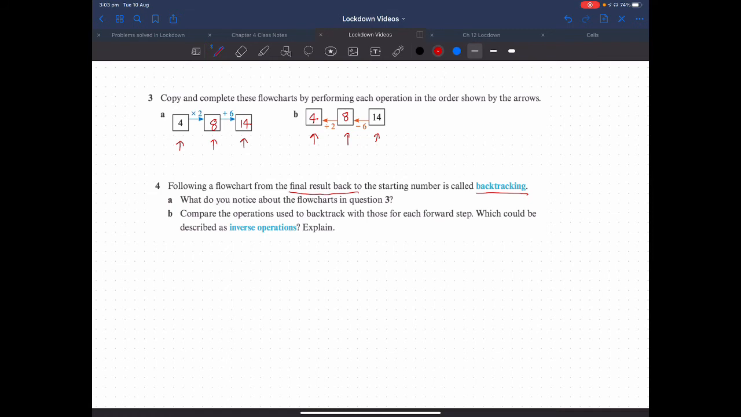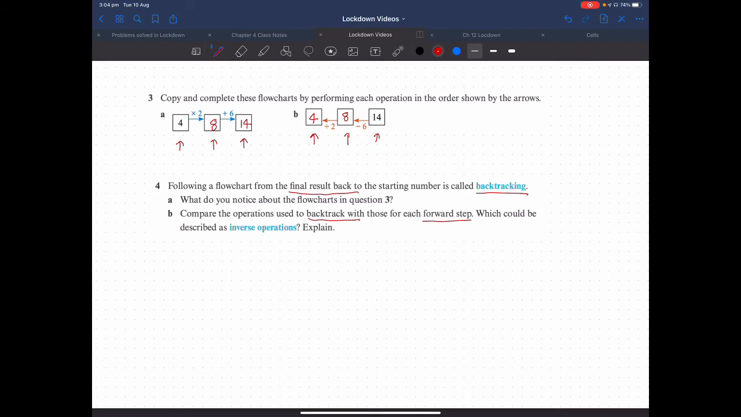It says, compare the operations used to backtrack with those to move forward, which could be described as inverse operations. So what are inverse operations? Inverse operations are opposites to each other. They, if you like, cancel each other out.